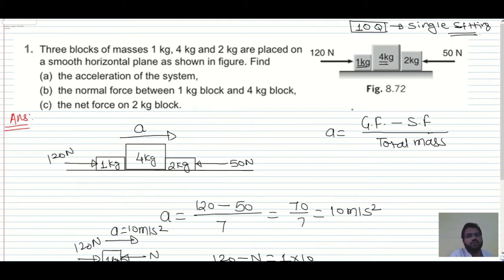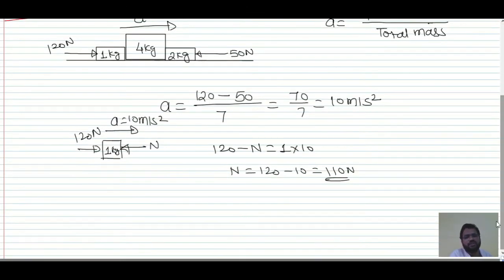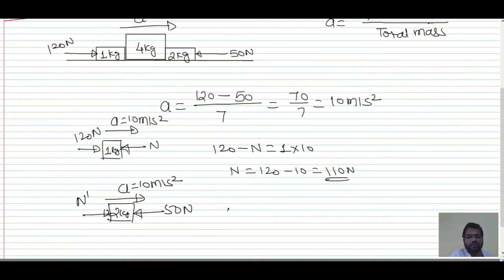The net force on the 2 kg block: what is the net force on the 2 kg block? So this is the 2 kg block. The normal force is acting from this direction and a 50 Newton force is acting from this direction, and the acceleration is in this direction with a value of 10 meter per second squared. So the net force on the block is mass times acceleration. The mass is 2, the acceleration is 10, so it is equal to 20 Newton. I hope this is clear, right?